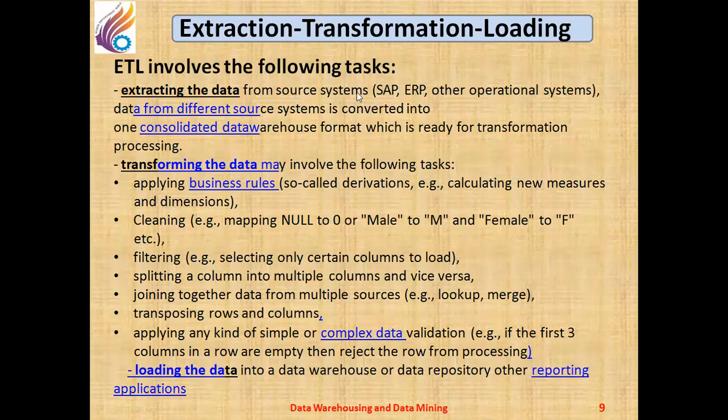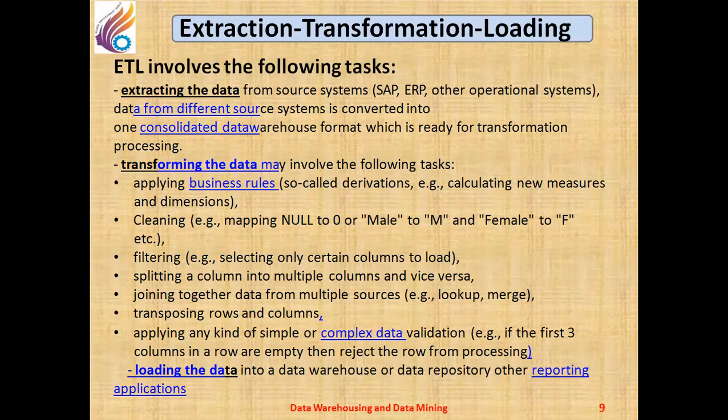Extracting the data from different source systems. So what are the source systems? From where do you get the data? SAP, ERP, and other operational systems. Data from different source systems is converted into one consolidated warehouse format, which is ready for transformation processing. Okay, so once the consolidated data is available, then we can go for transforming the data. Transformation involves the following procedures. So what are the procedures here? To transform your data, you need some derivations, calculations, new measures, and dimensions to convert or change data from one form to the other form which is needed.